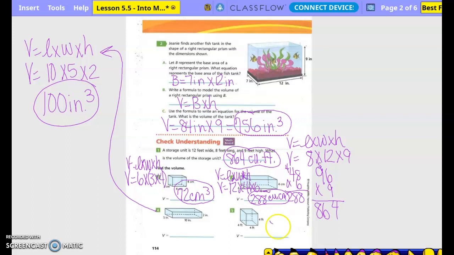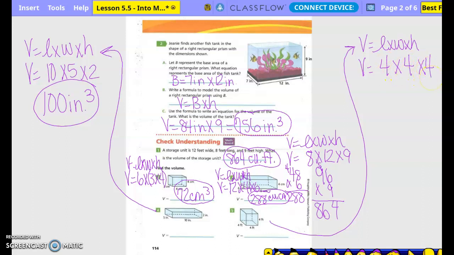All right, number 5. What is our formula? So volume equals 4 times 4 times 4. So 4 times 4 is 16. 16 times 4. 4 times 6 is, put the 4, mentally carry the 2. 4 times 1 is 4. Plus 2 is 6. So 64 feet cubed. Or I could write 64 cubic feet.